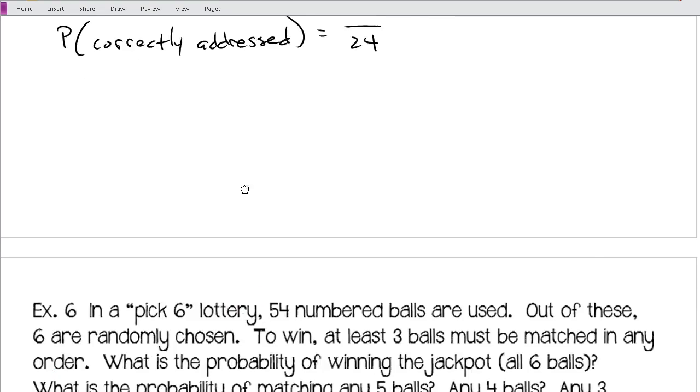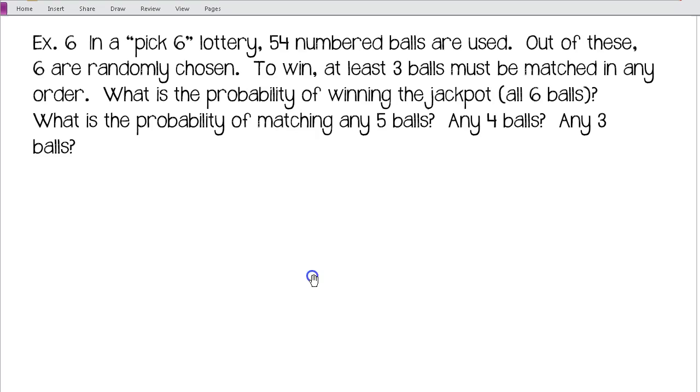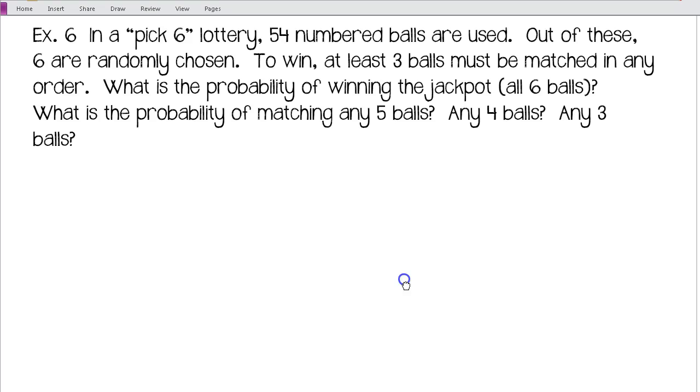Moving on to the next example, in a Pick 6 lottery, 54 numbered balls are used. Out of these, 6 are randomly chosen. To win, at least 3 balls must be matched in any order. We'll find the probability of winning the jackpot, getting all 6 balls correctly, or the probability of matching any 5, or any 4, or any 3. First, let's find the possible outcomes. The order that the balls come out doesn't matter. It just matters that you match them.